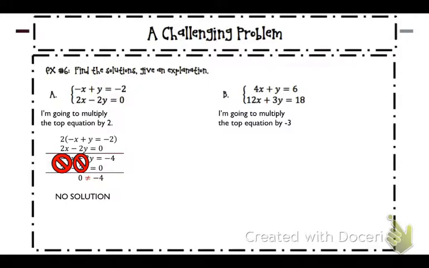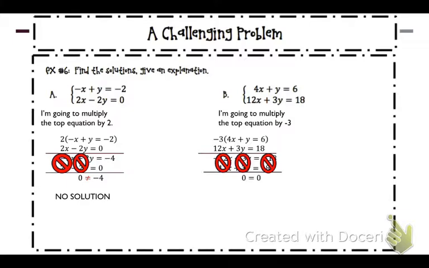So I'm going to multiply the top equation by negative 3, so I can get that to be a negative 12x. So that becomes negative 12x minus 3y equals negative 18. Now I'm just going to add these. Negative 12x plus 12x is gone. Negative 3y plus 3y is gone. Negative 18 plus 18 is also gone. So I'm just left with 0 equals 0, which is true, so that means there's infinitely many solutions.